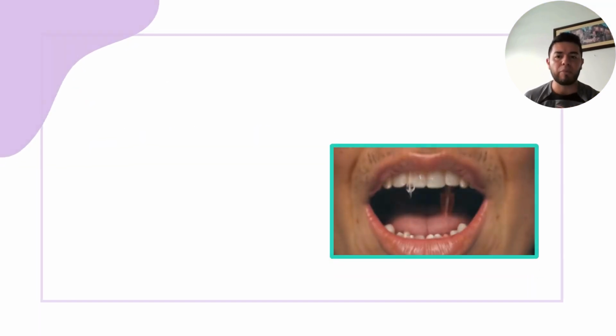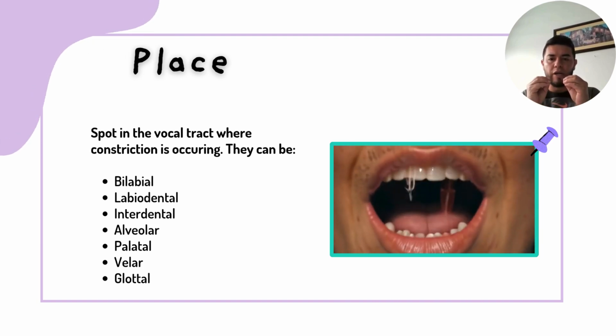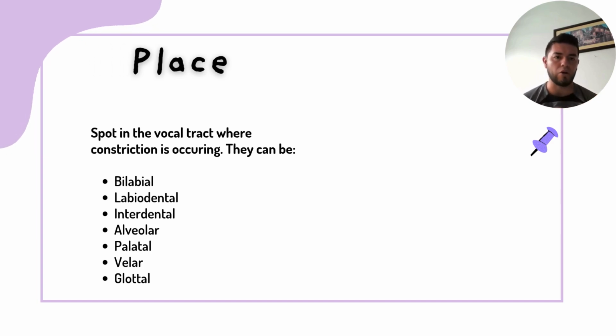All right, the place is where the sound occurs, right, with the contraction, of course. Here we use the bilabial, labiodental, interdental, alveolar, palatal, velar, and glottal. All of these parts of our mouth we use to pronounce the words correctly.